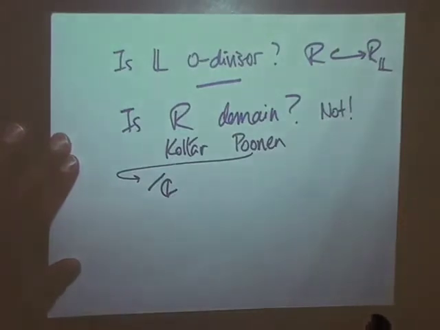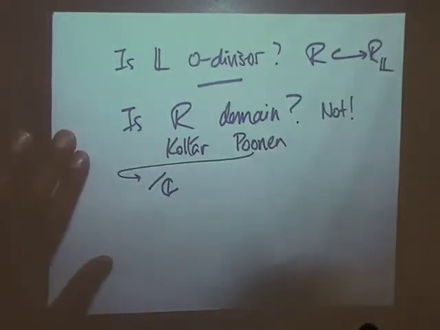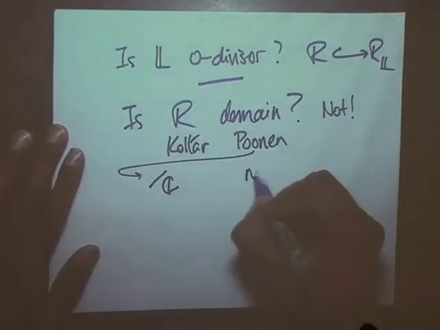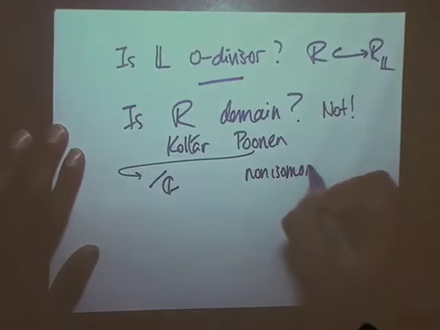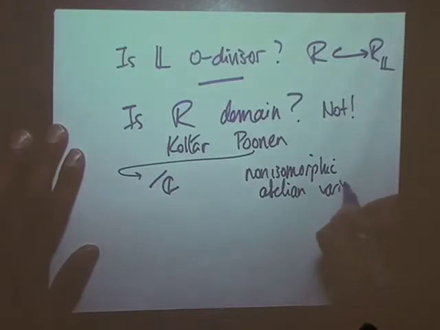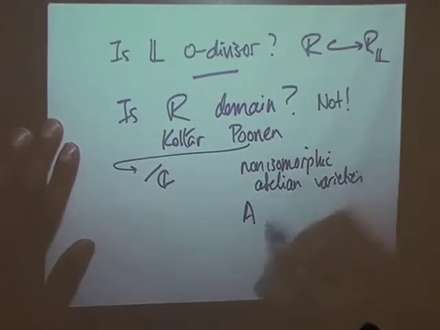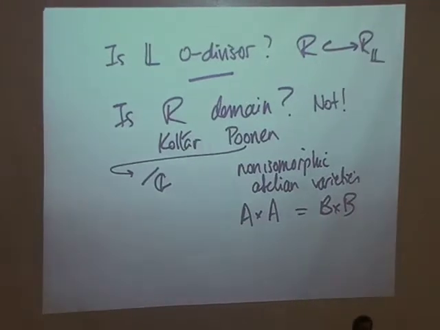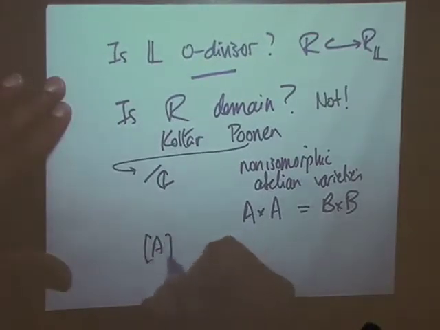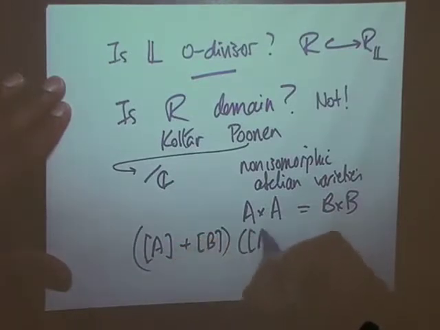It's not too hard to come up with two non-isomorphic abelian varieties, such that furthermore, if they're A and B, A cross A is B cross B. And you should believe this is not hard because it's kind of a lattice-type question. So you could imagine with a little bit of cleverness you can do that. But this means that in the Grothendieck ring, we know that A squared is B squared. So that means that we can take the difference of squares.